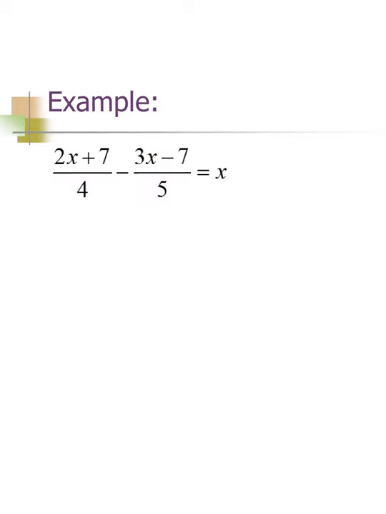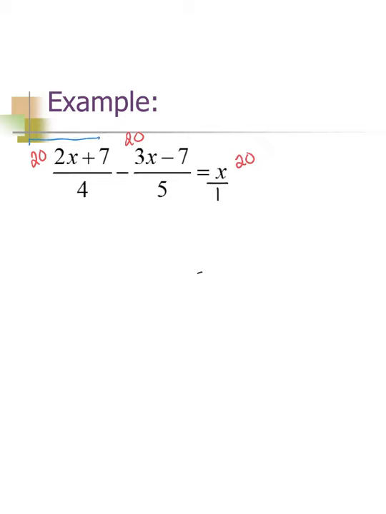If I look at the next example, again, my bottoms are a 4, a 5, and technically here, a 1. So you have to say to yourself, what can I multiply each of those fractions by so that the denominators, the bottoms, are gone? What goes into a 4, a 5, and a 1? Hopefully you pick 20. So I'm going to multiply each fraction by 20.